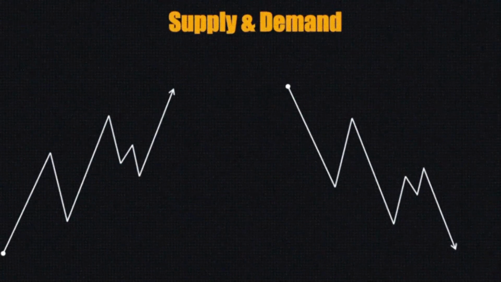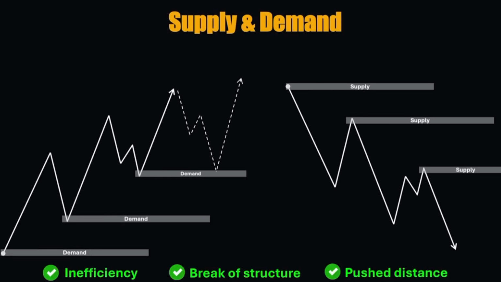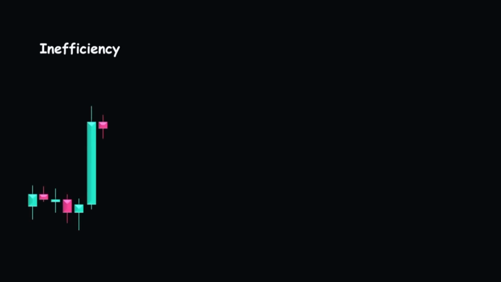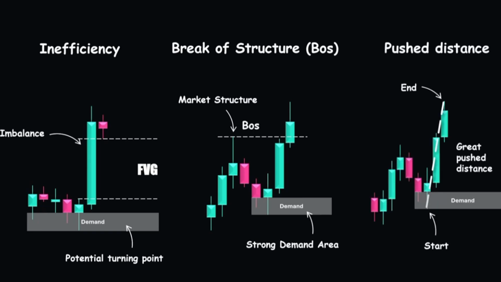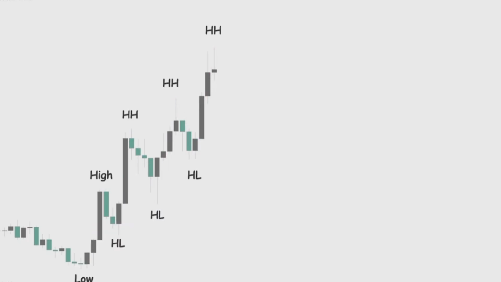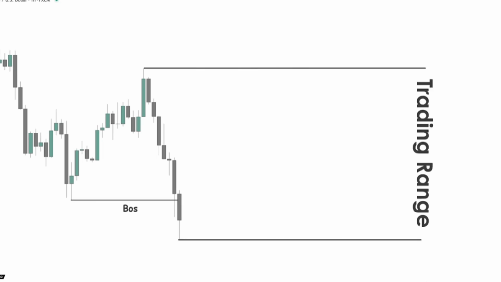The fourth step is supply and demand zones. These are areas where strong buying or selling push the market sharply away. To find high-quality zones, I look for 3 things: inefficiency, a break of structure, and the push distance. When price revisits these levels, they often act as strong reversal points, especially if they align with imbalances or liquidity sweeps. For example, on the euro-dollar 1-hour chart, an impulsive bullish move created a demand zone that checked all the boxes. It left behind a fair value gap, it broke previous structure, and it pushed the market significantly higher. If price retraces back into that zone, the probability of a bounce is very high.